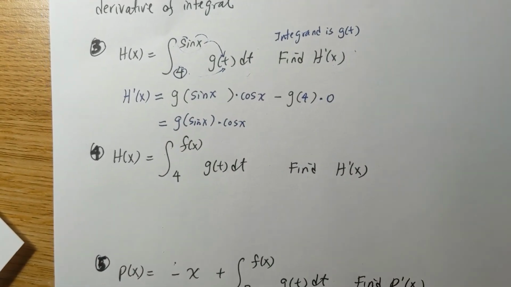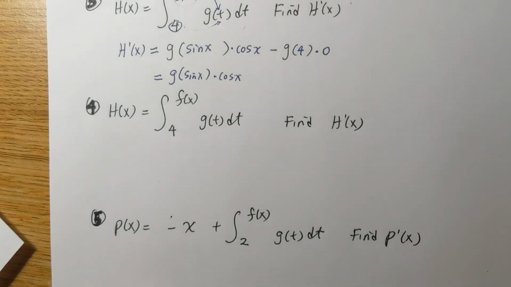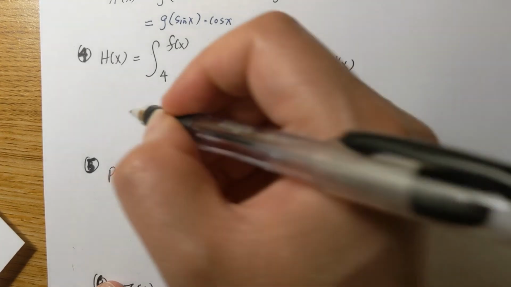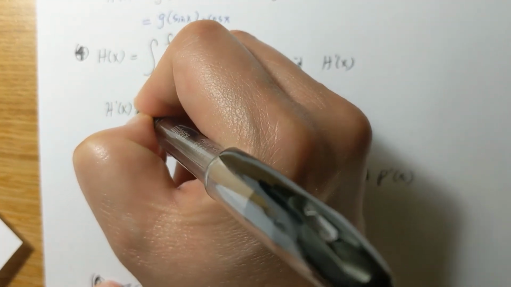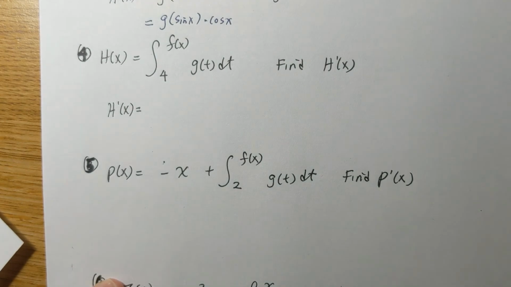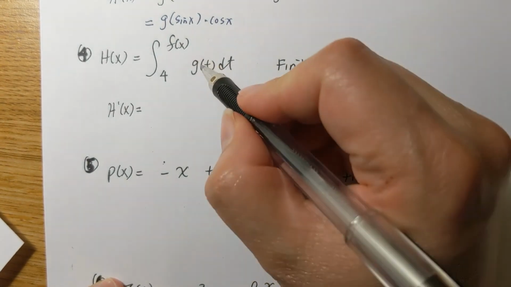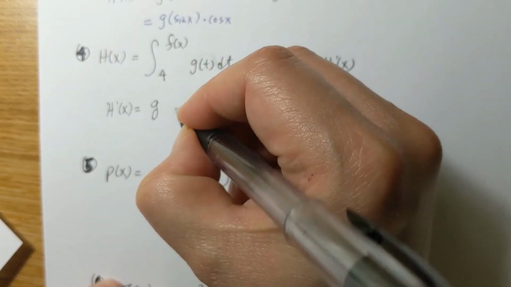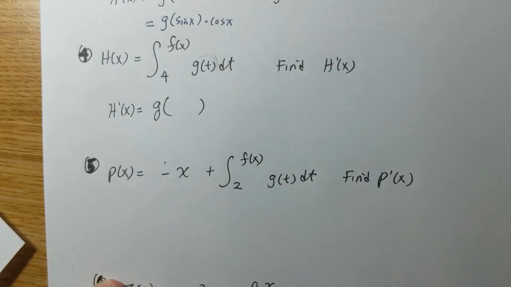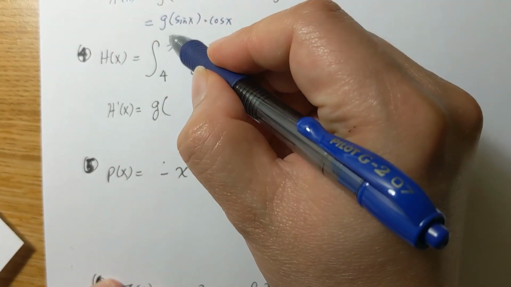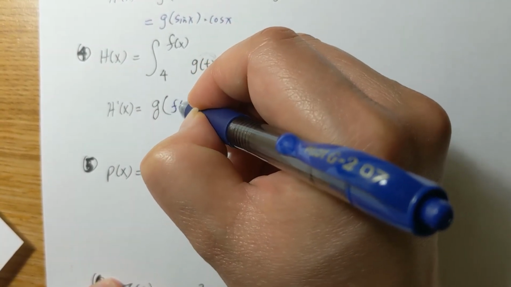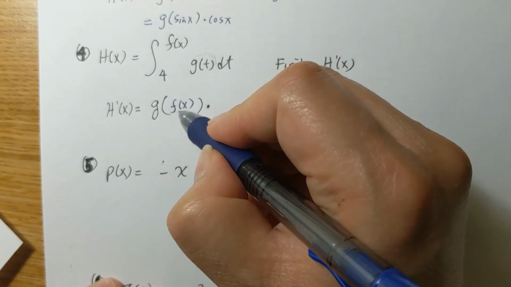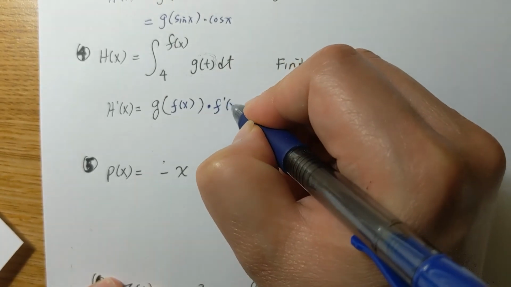Now let's take a look at question number 4. So this one over here, we have done this a few times for homework. If you still make mistakes, you have to pay special attention. So the integrand is g of t. So g stays the same. And then you open parentheses. Whatever that is the upper limit, you substitute. And then you multiply by the derivative of the part that you substitute, which is f prime of x.